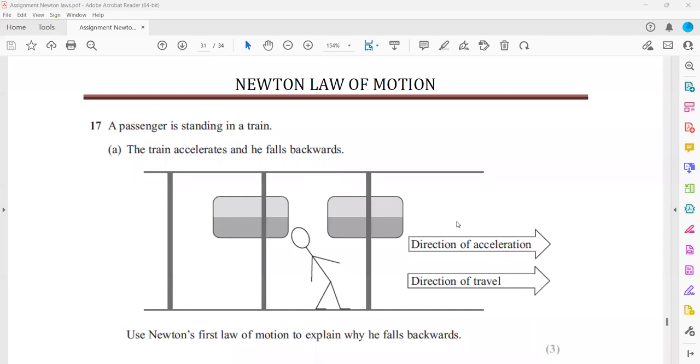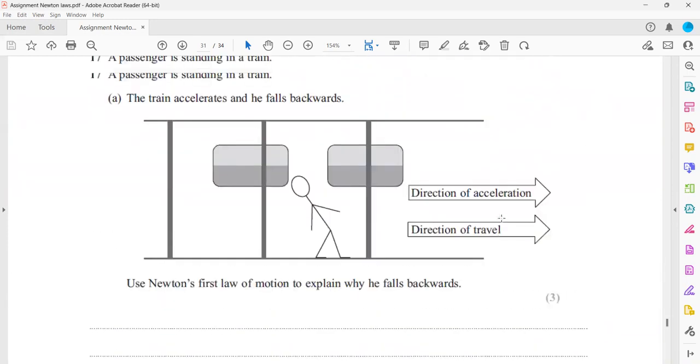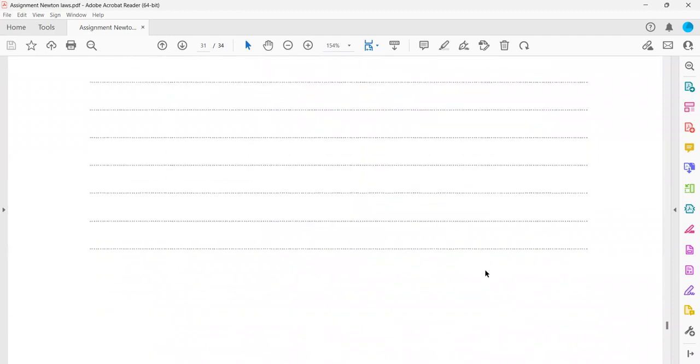The next is the question page. This was page number 30 and then 34.